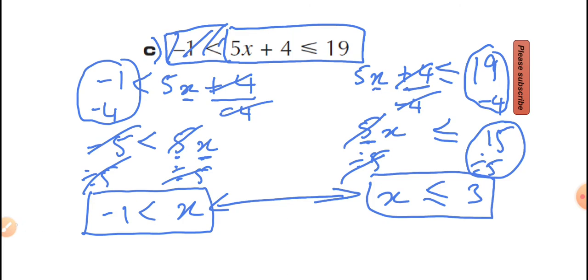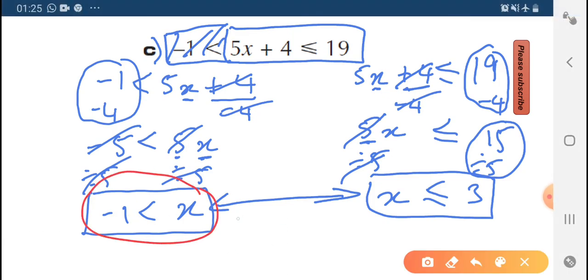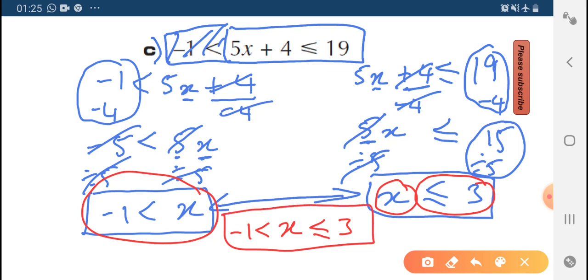So the left hand side here tells me that x is greater than minus 1, so minus 1 here. So x is greater than minus 1. And I've already got the x written down, so I just have to copy this bit down here. So x has to be equal to or less than 3. So this is the final answer. So x has to be greater than minus 1, which is told by this bit, and then this bit tells us that x has to be equal to or less than 3.